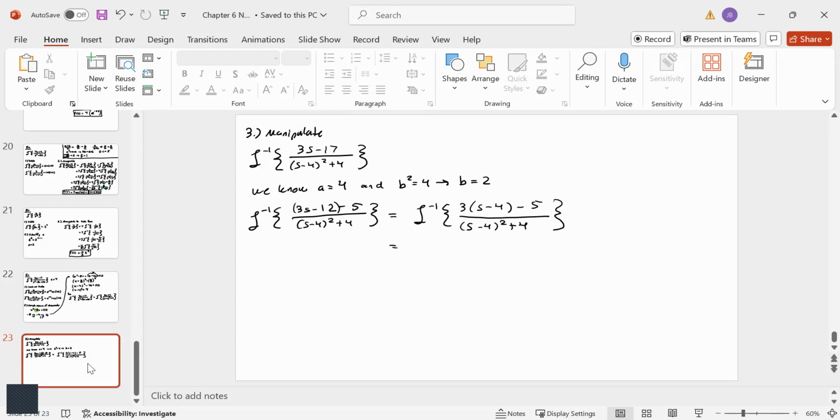And so now I can break it up using our property of fractions. So all we're doing is breaking it up. There we go. And now we have s minus 4 in the numerator. So what am I missing here? Well, all I'm missing now is making it look exactly like the table. So I'm going to factor out a 3, and I get s minus 4 over s minus 4.